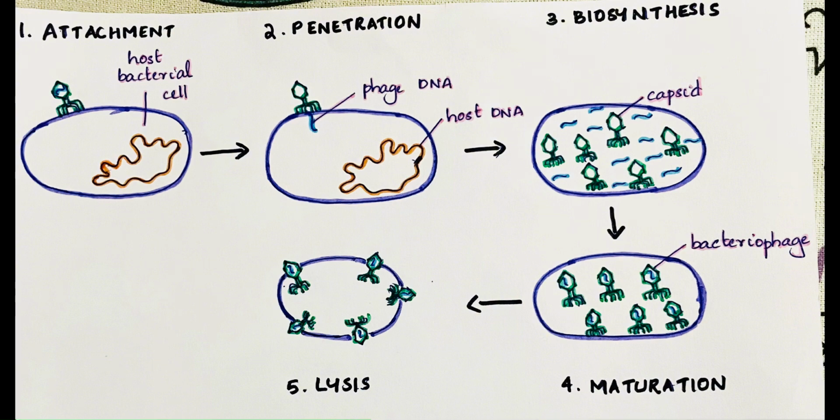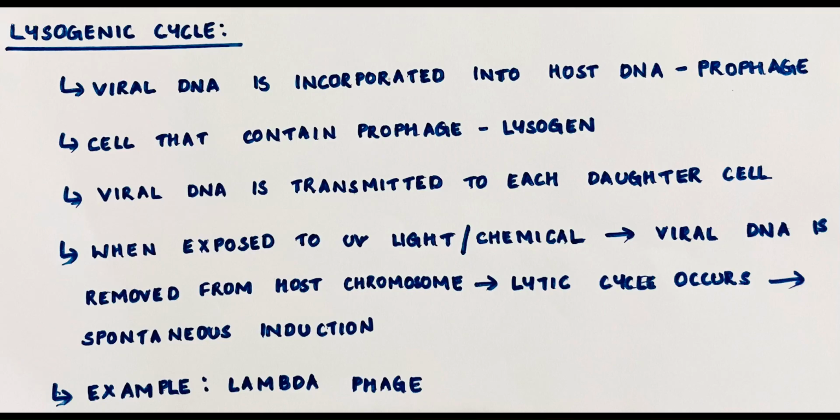Fourth step is assembly or maturation. After the synthesis, capsid protein assembles to form empty head, and viral DNA is packed inside it. This results in the formation of numerous intact phage particles within the cell. The fifth step is release or lysis. After the assembly step is completed, viral proteins cause the lysis of host cell and all the viral progeny are released into the environment.